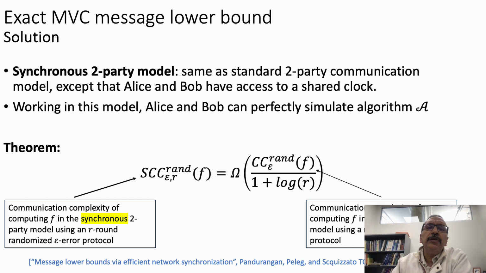We deal with this issue by first considering the synchronous version of the two-party communication complexity model. This is identical to the standard two-party model, except that Alice and Bob now have access to a shared clock. Working in this model, Alice and Bob can perfectly simulate the CONGEST algorithm A. We then appeal to a result that's implicit in a paper by Pandurangan, Peleg, and Scquizzato, showing that how much help Alice and Bob can get by having access to a clock depends on the number of rounds the protocol executes for. Specifically, if the protocol executes for R rounds, we can hope to reduce the communication complexity of the synchronous protocol by at most a log R factor compared to the asynchronous protocol. This immediately implies that if we restrict ourselves to algorithms that run in polynomial in n rounds, then we just lose another log n factor in the simulation.